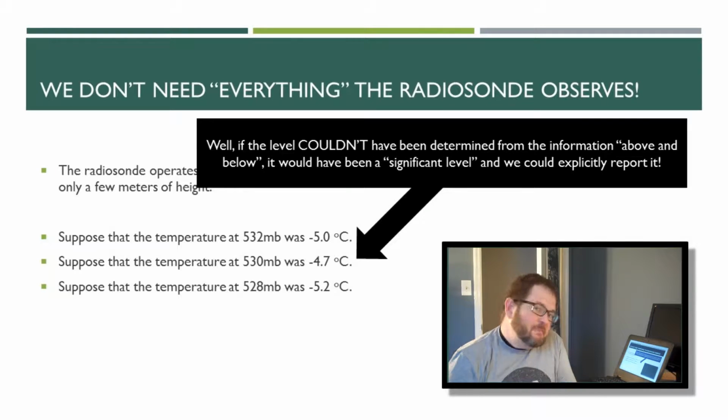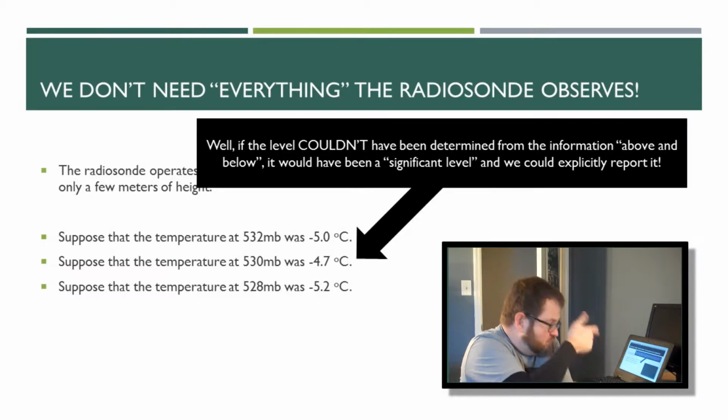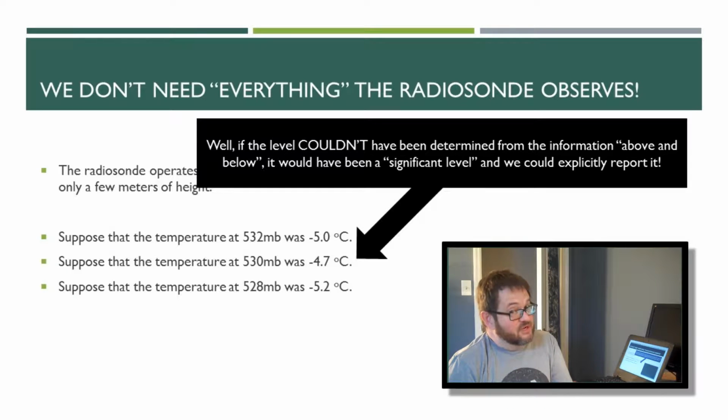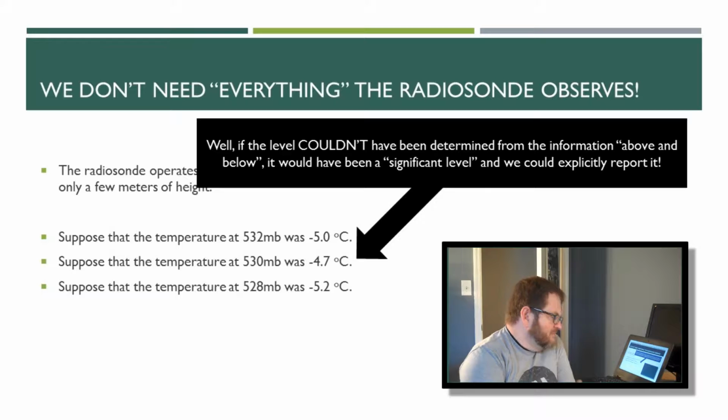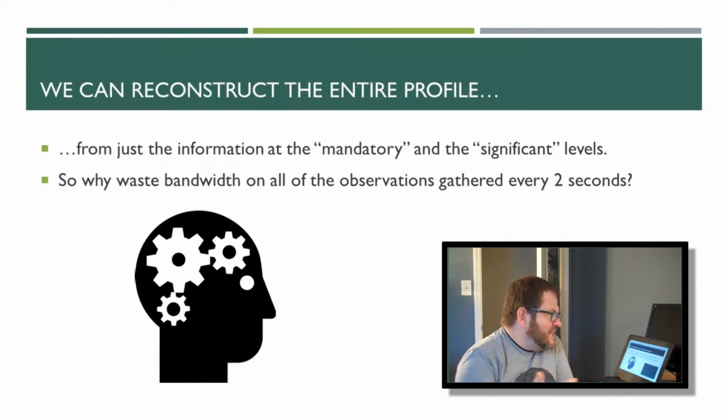But see, then that would have triggered a special observation. Not special, a significant observation. The temperature profile would have included information that we had hit a significant level where the temperature was different than what we expected. So, okay, if the temperature was weird at that level, we would get that information in the form of a significant report.